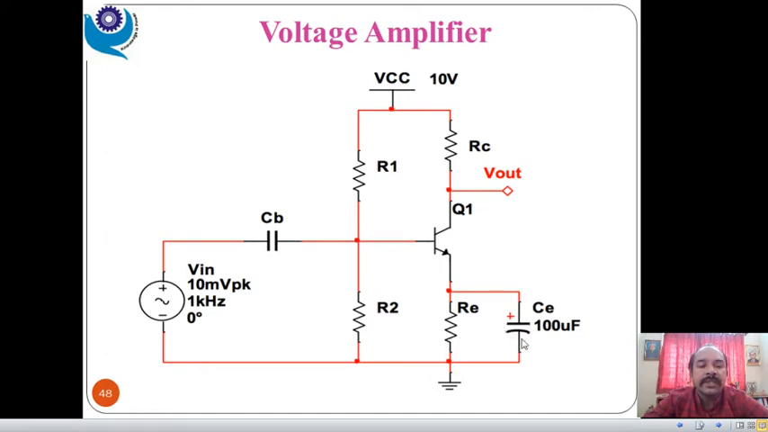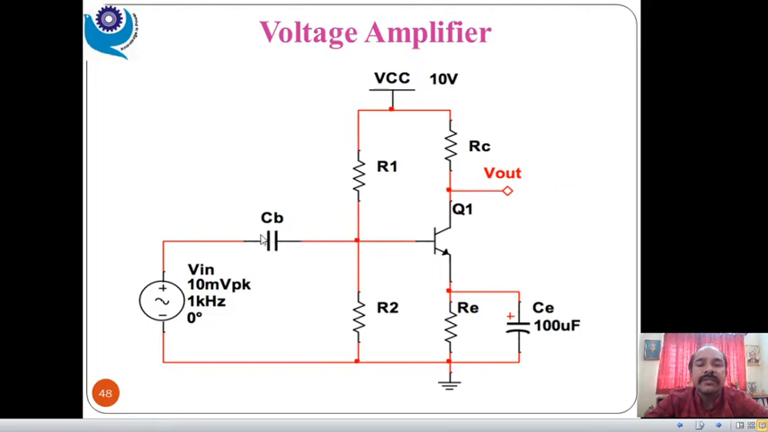Similarly, CE is the bypass capacitor, a high value capacitor basically used to bypass the AC signal, and it also decides the lower cutoff frequency of the amplifier. CB, and one more capacitor to be connected at the output side, are both basically used for coupling, or you can say for DC isolation and for impedance matching.